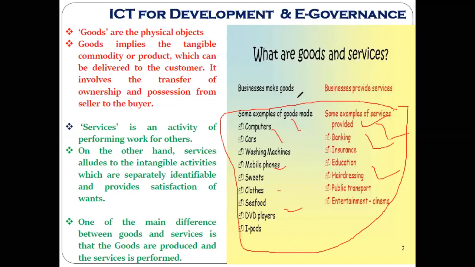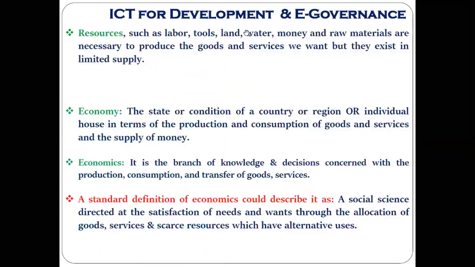No. You need certain knowledge regarding how you can utilize your goods, services and resources. That comes under the category of economics. Now, to produce all the kinds of goods and services that I have shown you as an example, you need to utilize different resources. What comes under resources? Labor, tools, land, water, money, and whatever other raw materials are required to produce the goods and services, everything comes under the category of resources.